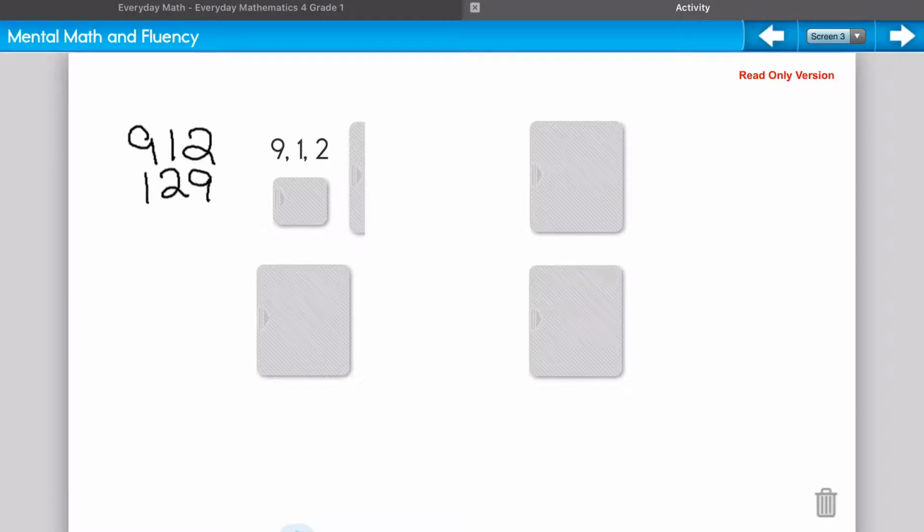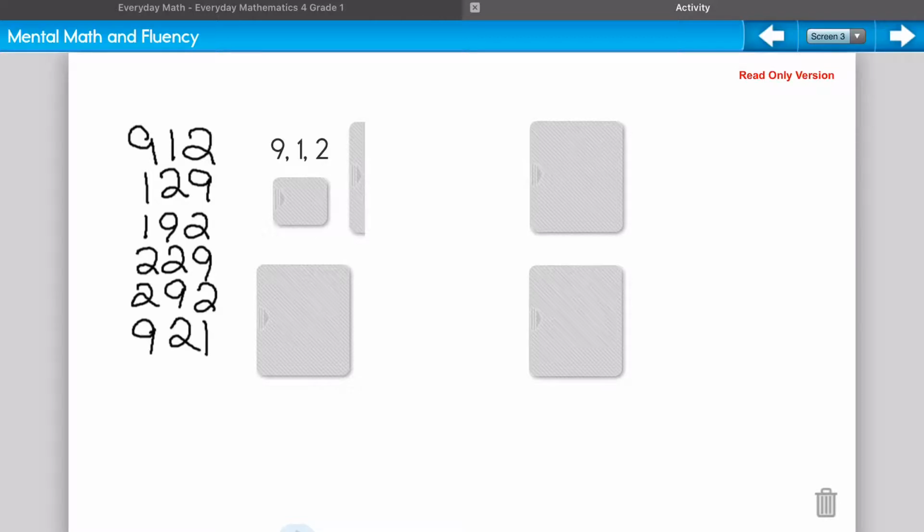Let's look at it. 129. We could also do 192. We could also do 219. We could do 291. And the last one we could do, look at all these possibilities when we add just one more digit, 921. Now, if you look at all of those, friend, which one is the biggest number?